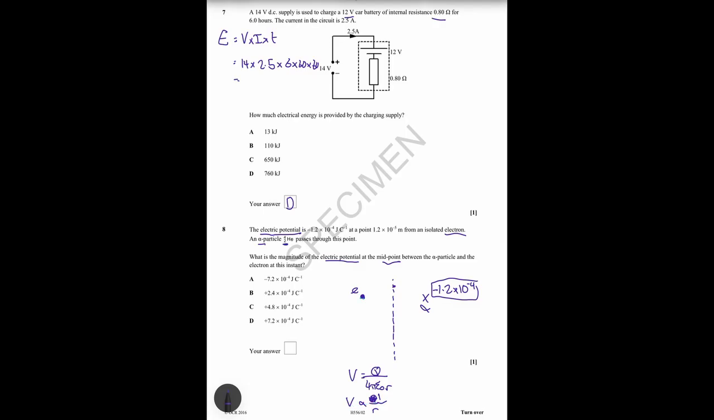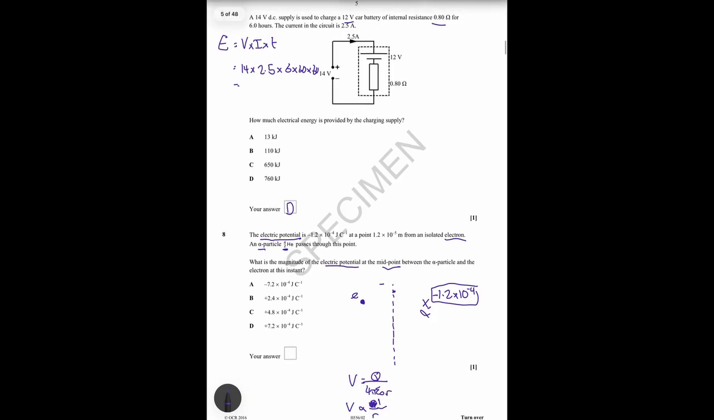Okay, so if at this point X that I labeled X, the electric potential is minus 1.2, and I'm at the midpoint, well, I'm half the distance there. So if I'm halving the radius, what am I doing to V? Well, I must be doubling it. I should know about proportionality. So because of the electron, my electric potential at this point is going to be minus 2.4 times 10 to the minus 4. So I've got that there because of the electron, while the alpha particle is here as well, which is causing me a bit of hassle. So let's have a look.